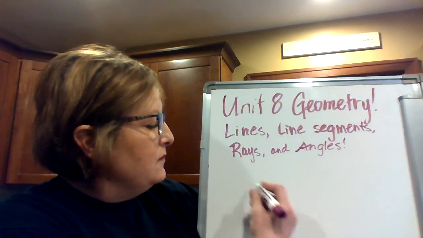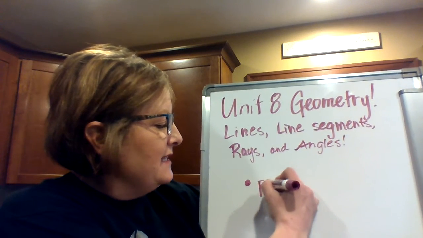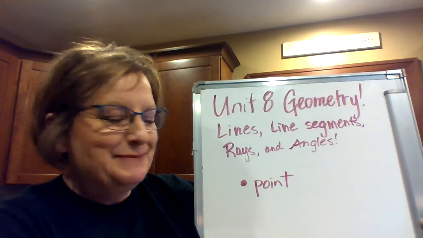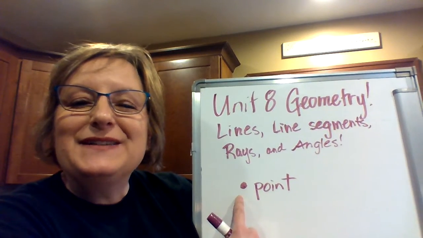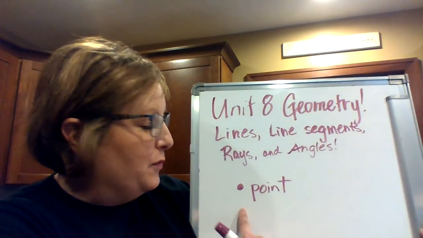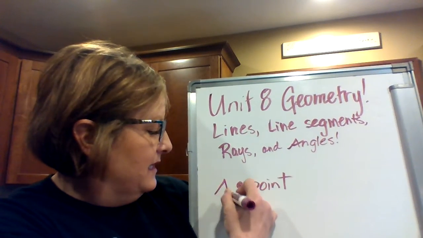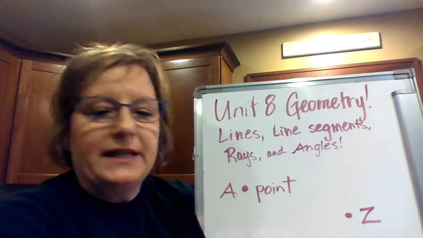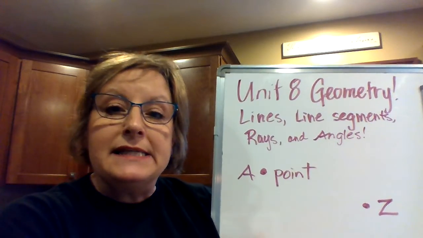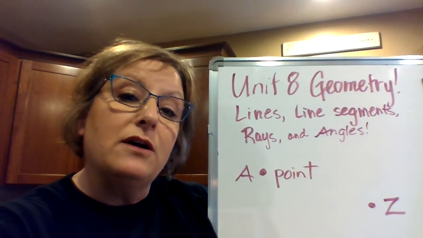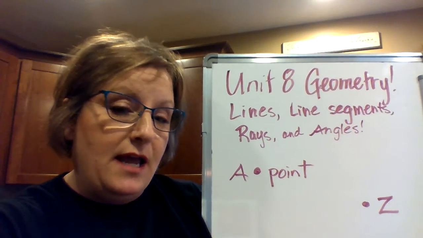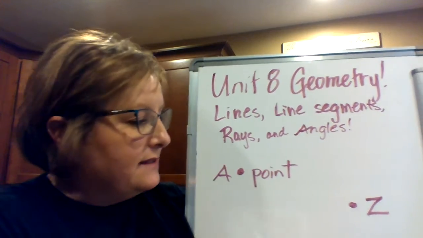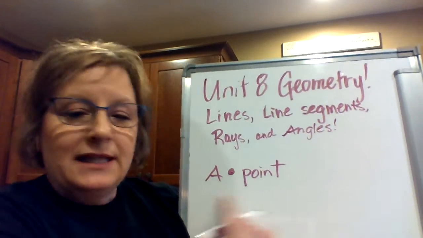So I'm going to start with this mind-blowing word and term. This is a point. So whenever you see a dot, we're going to call that a point. And we can label a point with a capital letter. This is point A. This would be point Z. And also in geometry, just to note, we are always going to use capital letters as opposed to algebra where we were using all lowercase letters. So point, that's up here.